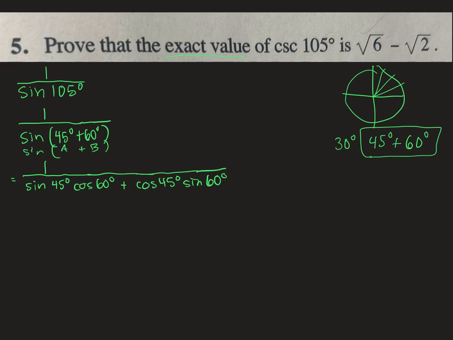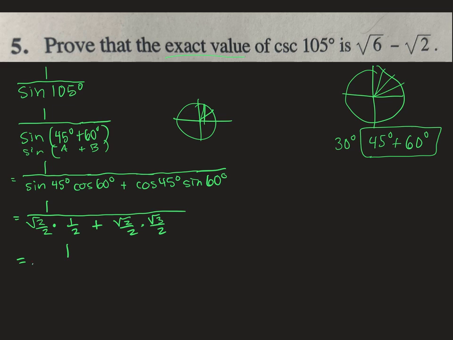And now that we have sine of 45, cos 60, those are values we can actually get on the unit circle. So 45 degrees, the sine would be root 2 over 2, and then times the cos of 60, that's little, so 1/2, plus cos of 45, root 2 over 2, and then sine of 60, that would be big, so root 3 over 2. Okay, keep working on the denominator and keep writing that 1 over.